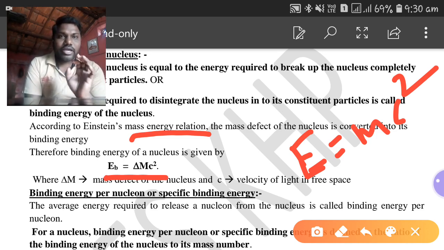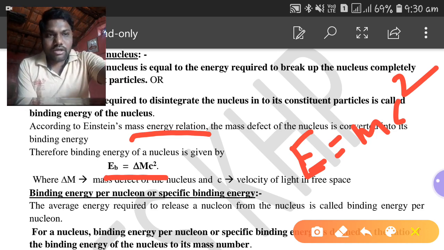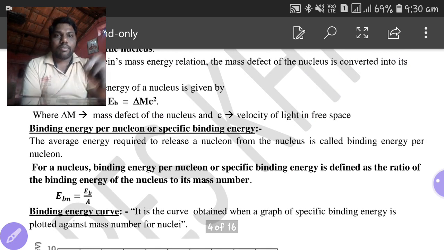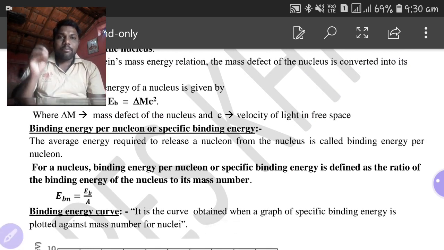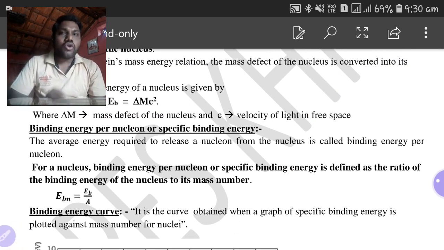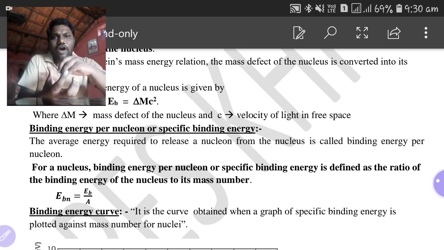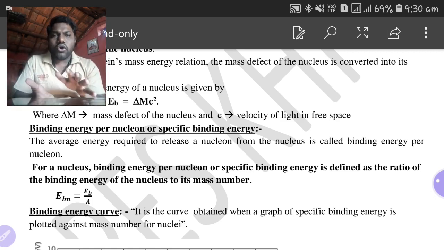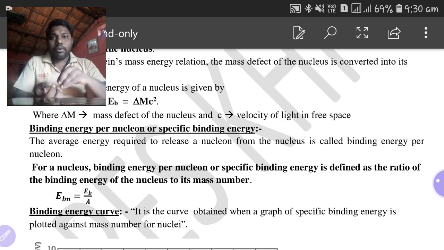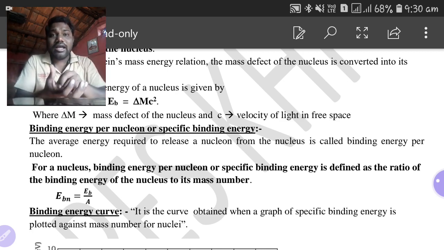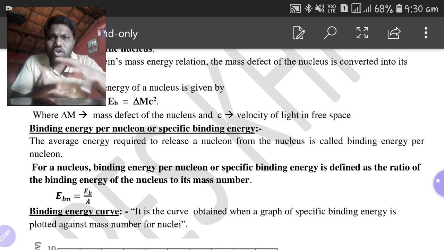I think you get some idea about binding energy. Now the next very important point is binding energy per nucleon, or specific binding energy. Binding energy is the amount of energy required to separate all the nucleons from its nucleus, the amount of energy required to break the nucleus into its constituent nucleons. That means here we are breaking all the nucleons.